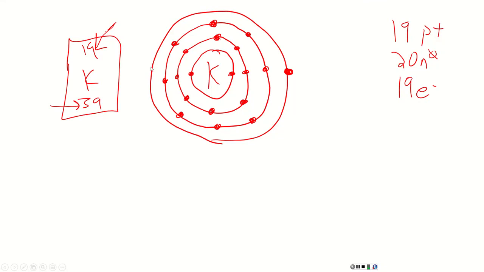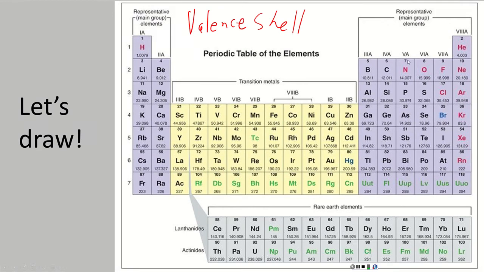And in the fourth shell, which is the valence shell, how many electrons are there? One. So we can use the layout to tell us how many shells are there and how many electrons are in the valence shell. How many shells? How many electrons are in the valence shell?